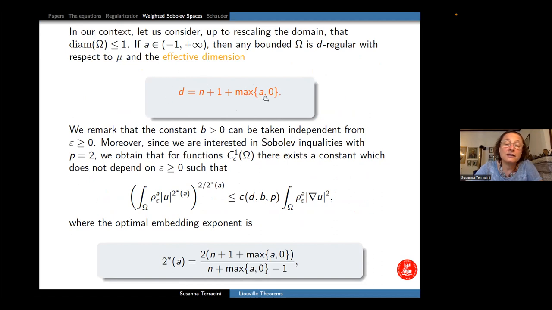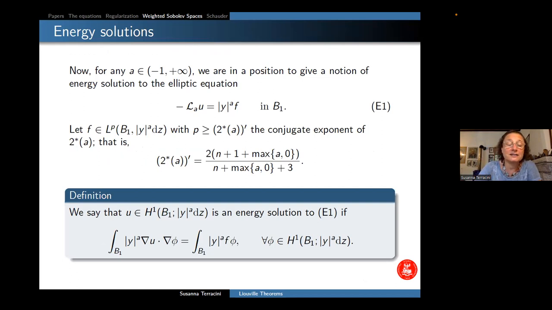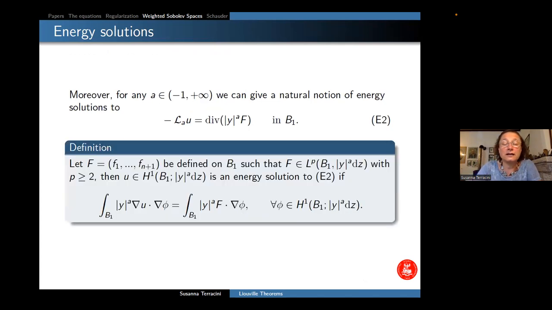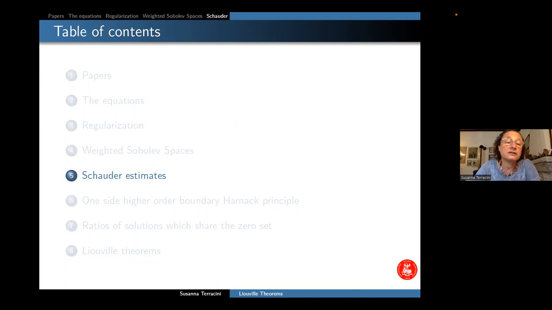There is only one thing to be taken care of, which is the dimension, which is now n plus one, because n is the dimension of the variable x, one is that of the variable y, and then the exponent a also plays a role in the dimension when a is positive, and so we have embeddings. The presence of these embeddings gives us natural conditions on the right-hand side, small f and capital F, to belong to reasonable spaces, so that the right-hand side is in the dual of the weighted Sobolev space. In this case, we can, for example, use an existence theorem simply by the Riesz theorem.